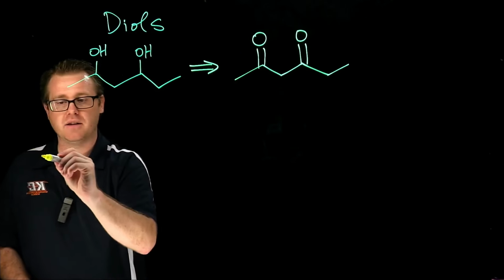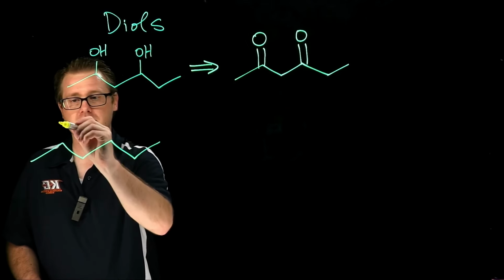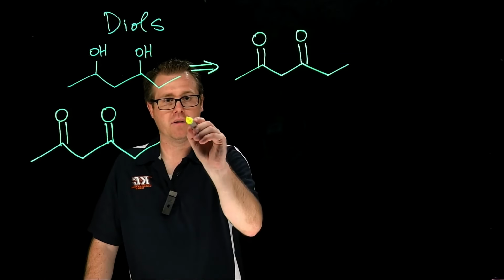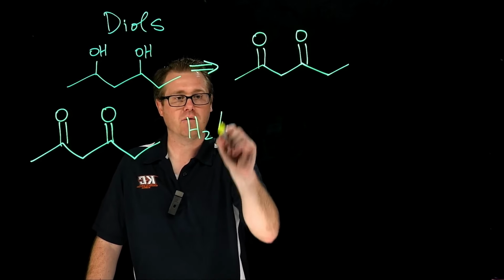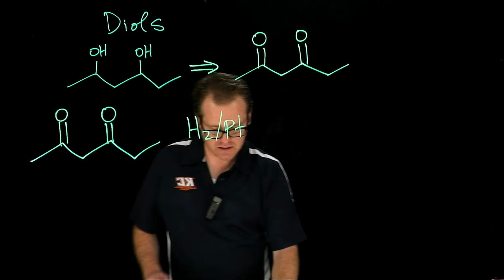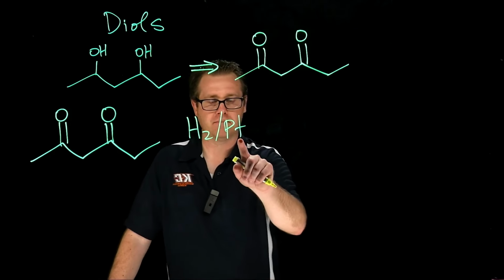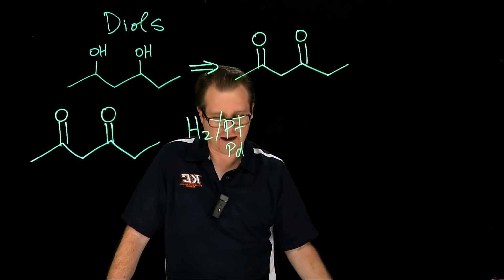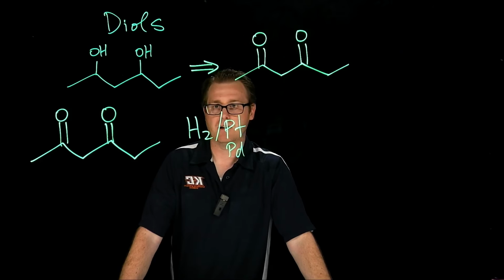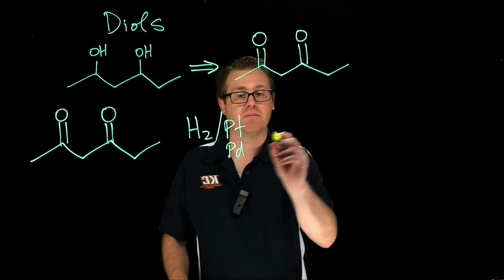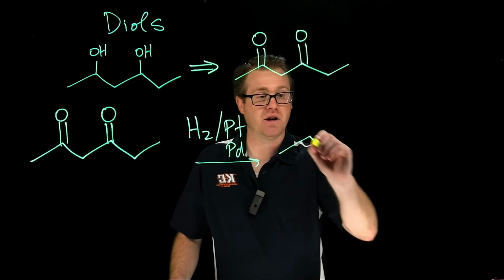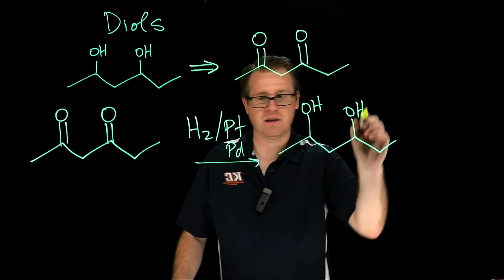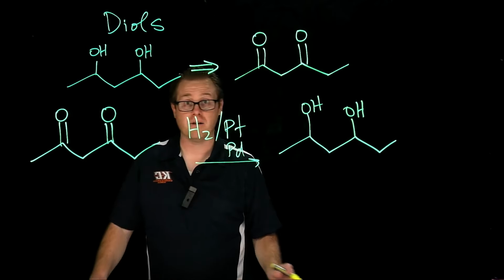If I take that diketone, and let's say I treat it with hydrogen gas with some palladium or platinum, what's that going to do? That's going to reduce those ketones into alcohols. So this is another way to form diols.